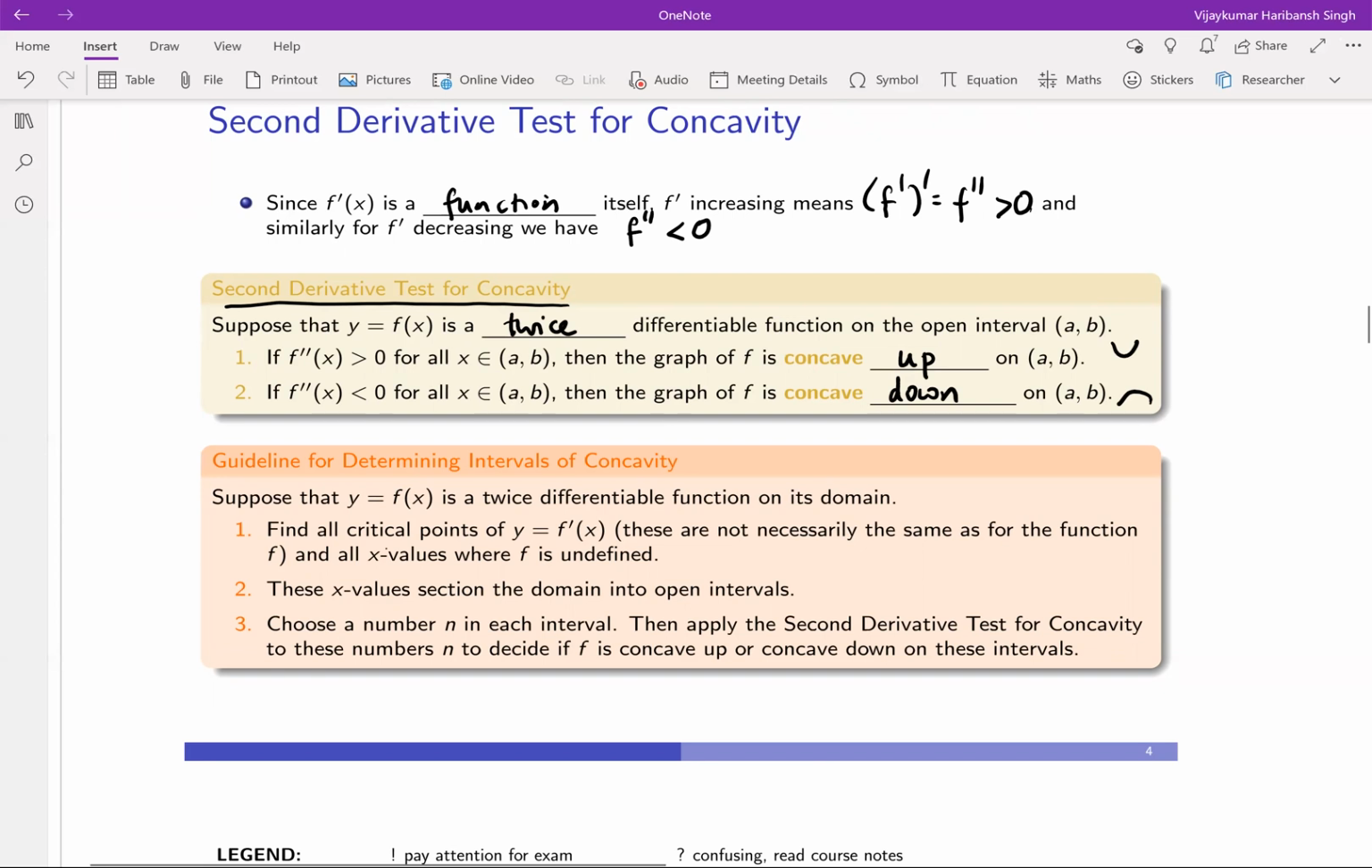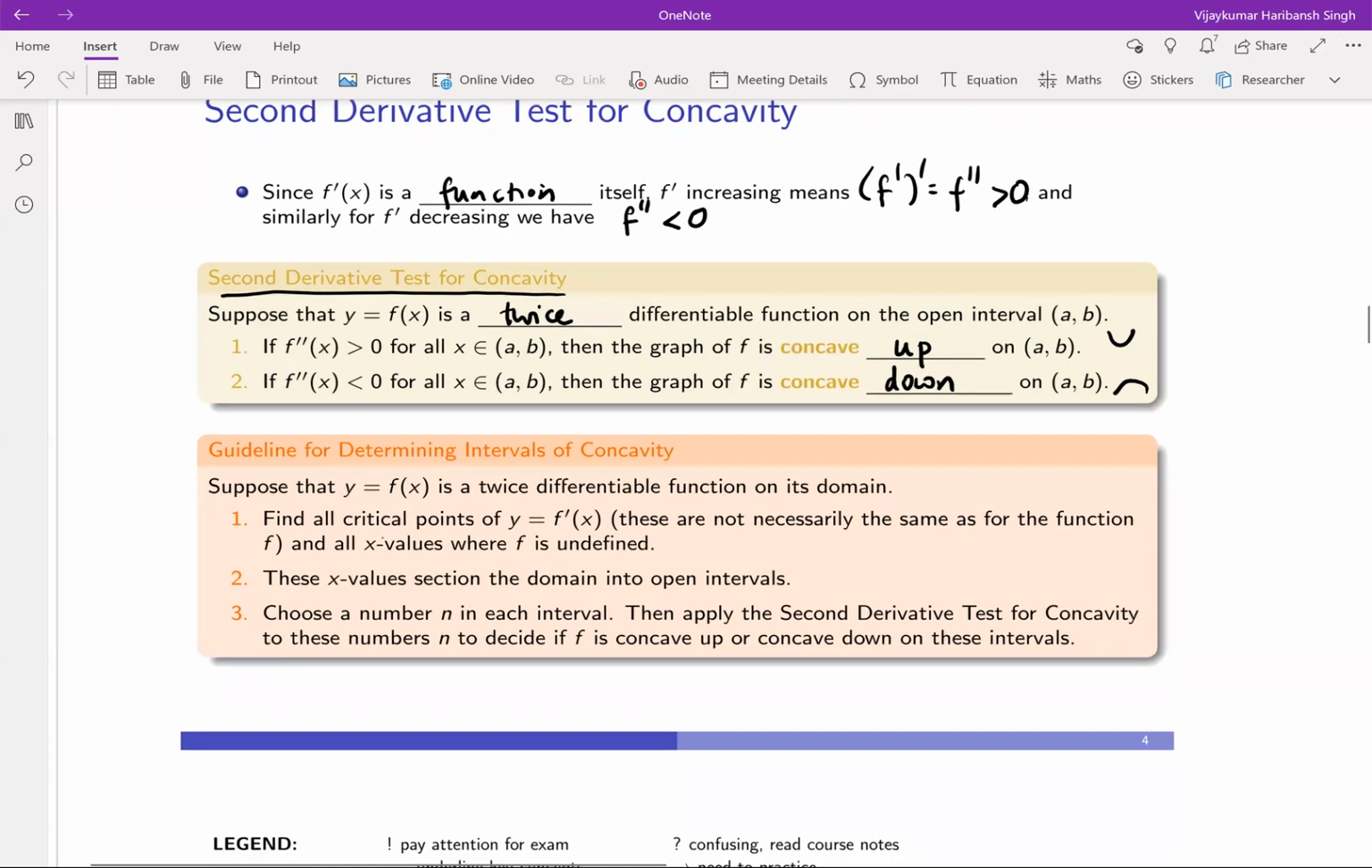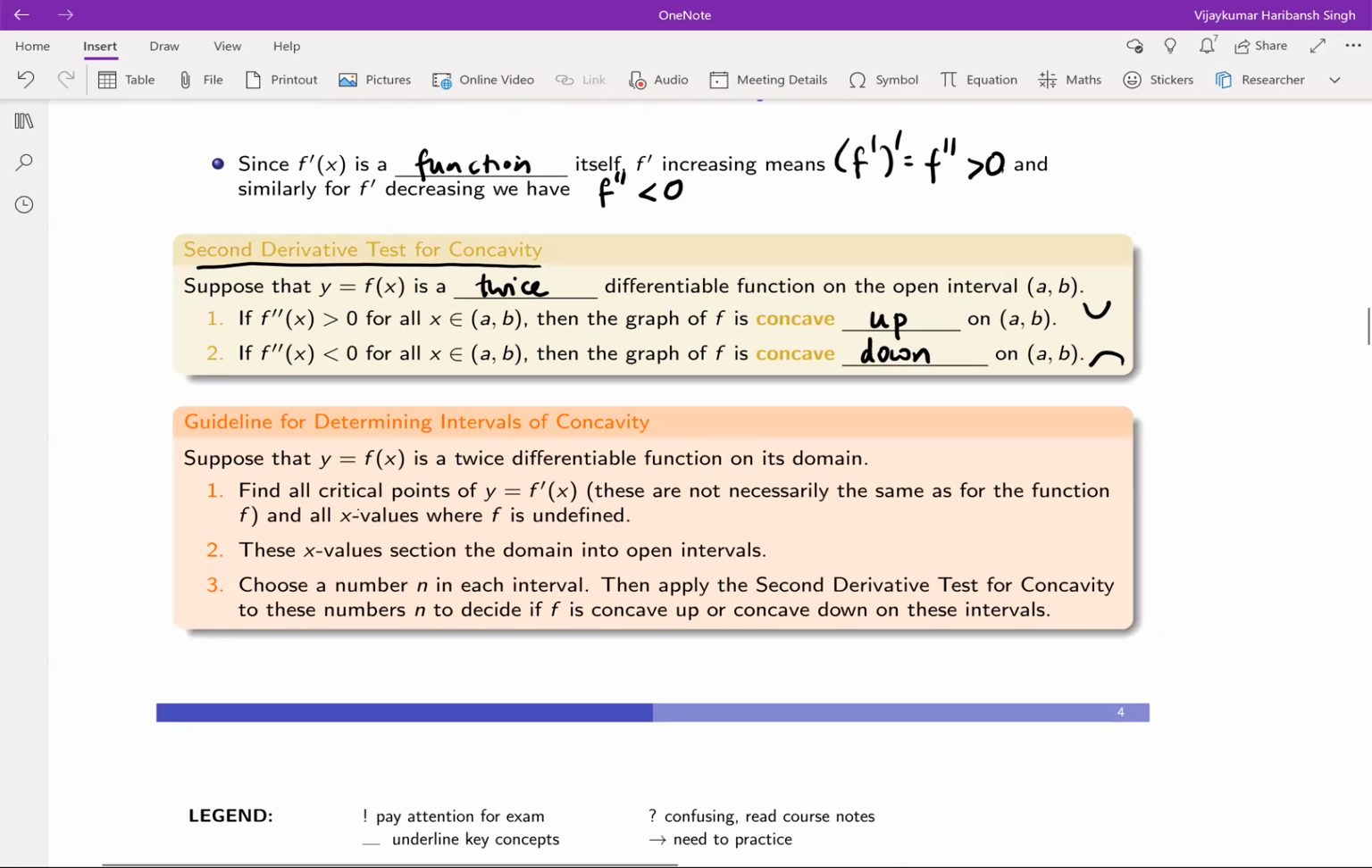These are not necessarily the same as all the x values where the function is undefined. These are the x values that section the domain into open intervals. And now for each of these intervals, apply the second derivative test for concavity to decide if f is concave up or concave down on this interval.